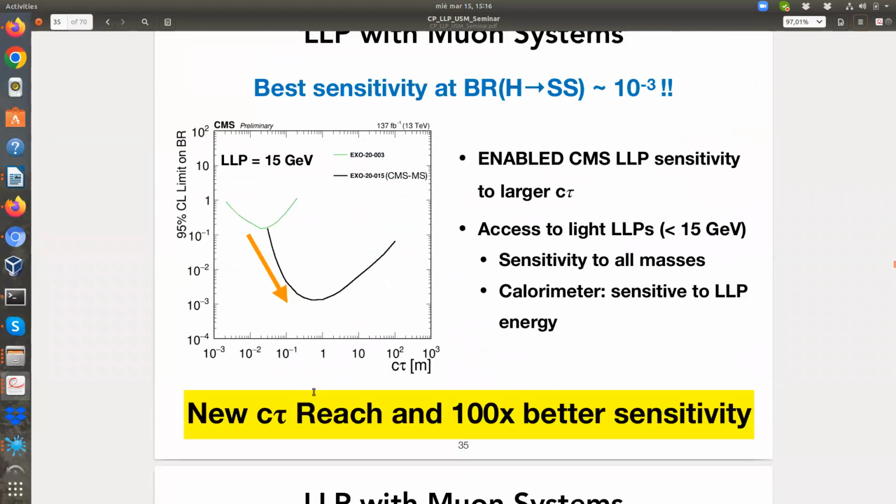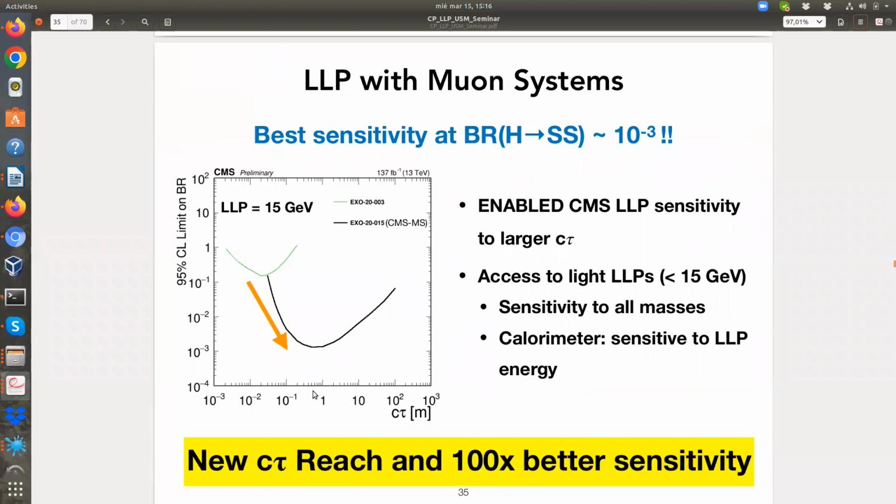Okay, so first of all, how does it compare to other CMS searches? This was the previous CMS search for this light particle. Remember, the goal that I described was to try to go to lighter particles, below 50 GeV, and cover larger C tau on the x-axis. This is the previous best result for 15 GeV long-lived particle decays in CMS, in green. This black one is the result from this analysis. So it's a factor of 100 improvement; down is better sensitivity.